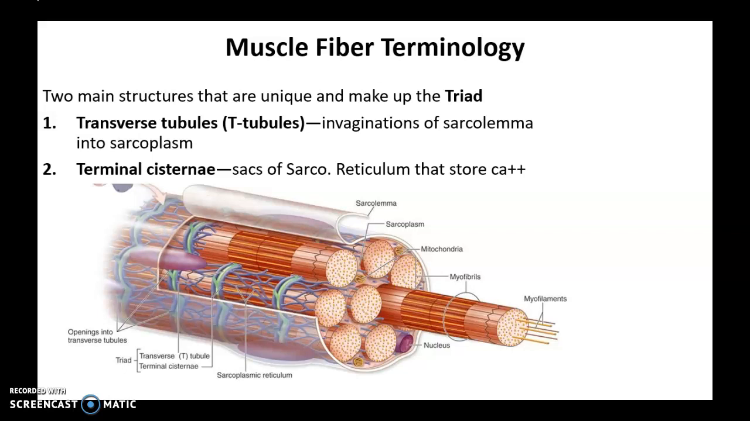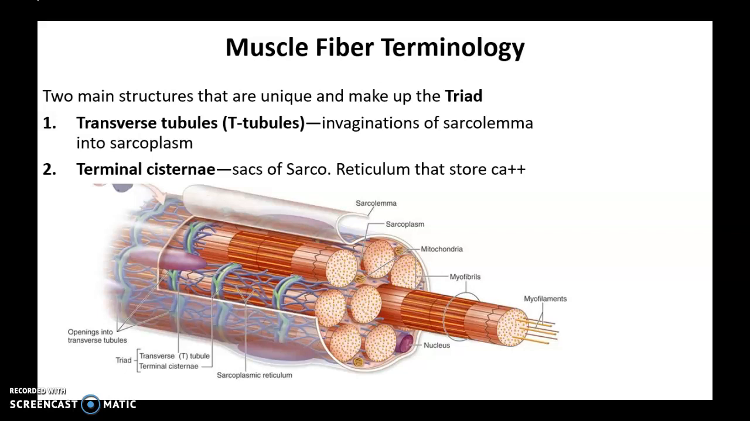Okay. Some other terminologies associated with muscle fiber. Now, the sarcolemma, which is a membrane of the muscle fiber, is tucked inside at places around the myofibril. And those form transverse tubules or known as T-tubules. So T-tubules are invaginations of the sarcolemma into the sarcoplasm.